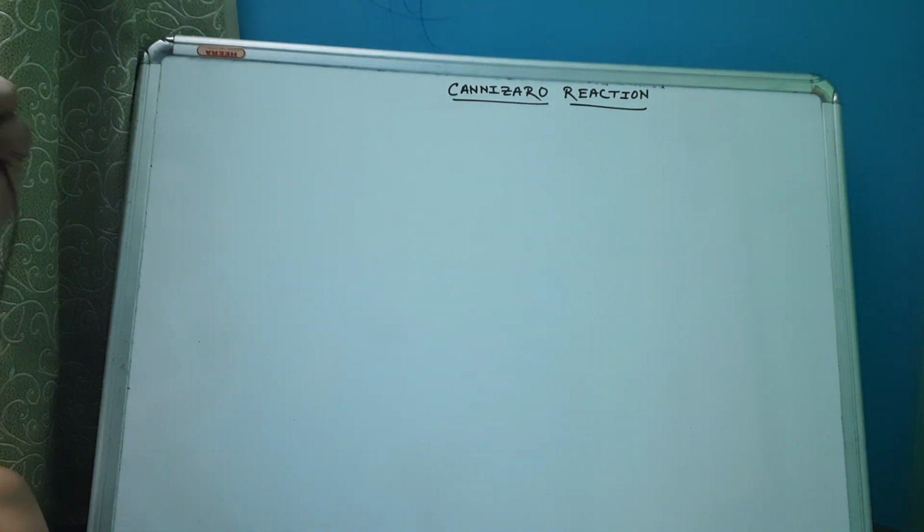Today, we're going to discuss the Cannizzaro reaction. The Cannizzaro reaction is a very important reaction in organic chemistry, basically for the students who are appearing for the board exam in class 12 and who are preparing for any other entrance exams after their class 12 level.